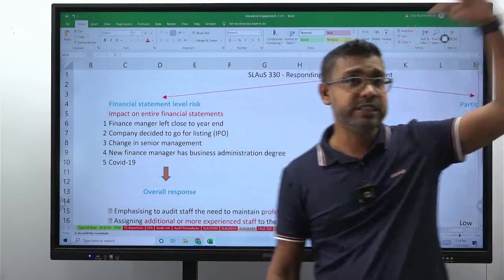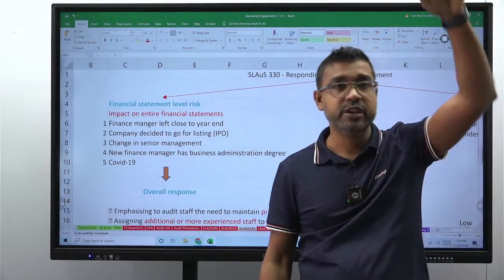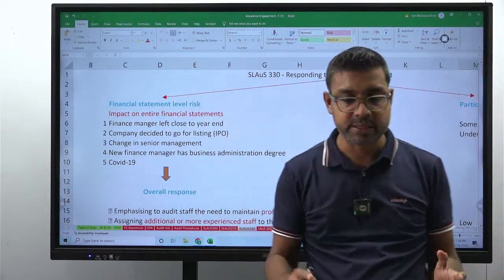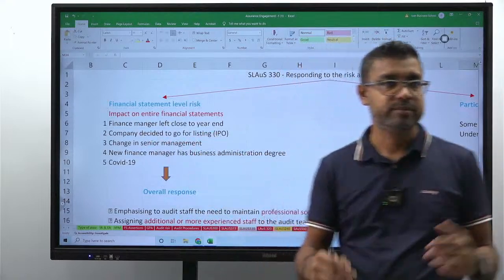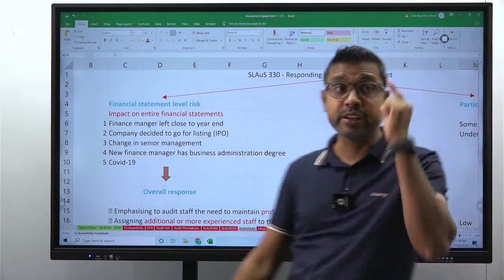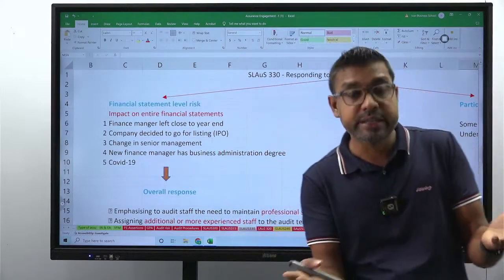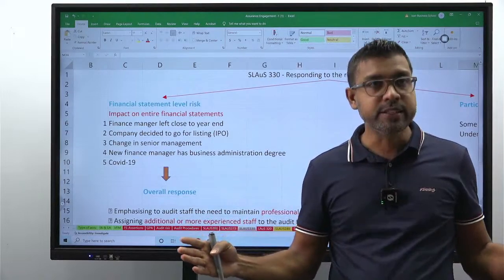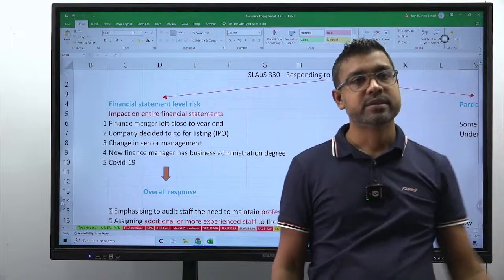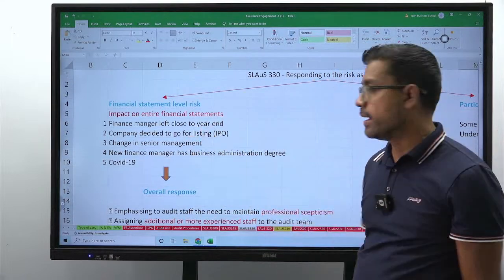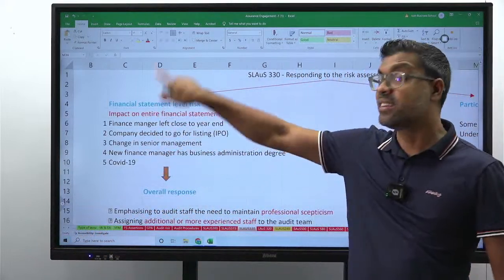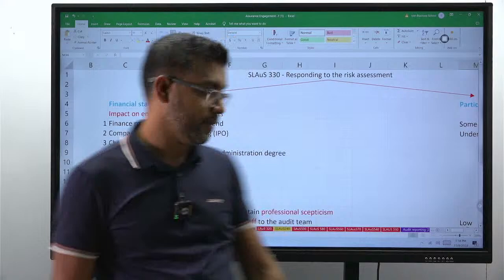Change in senior management: the CFO left, the director board changed, a new finance manager has been appointed, new HR people have come, a new sales team has been appointed. That has impact on the entire business. A new finance manager having a business administration degree, can he control the financial statements? Might not, because he is an expert in business administration, not in financial statements. So that has impact on the overall financial statements. COVID-19 has impact on the entire business. So these are financial statement level risks.